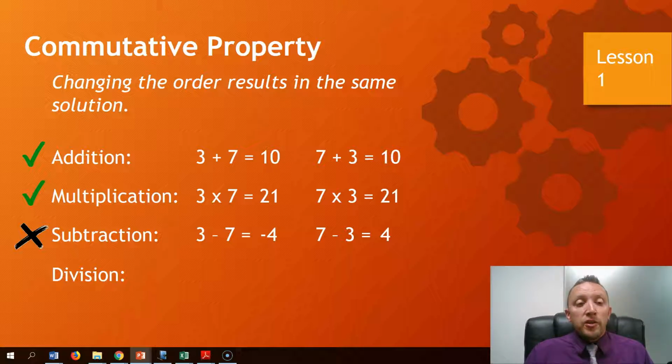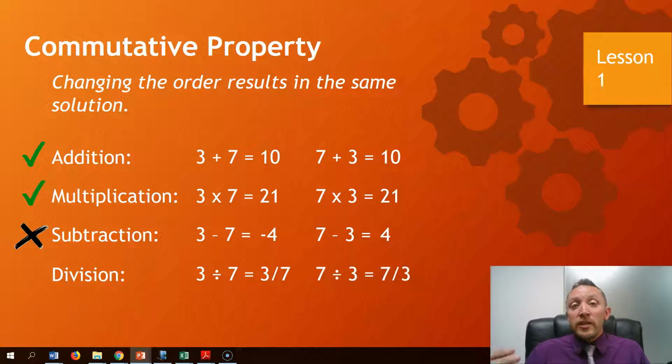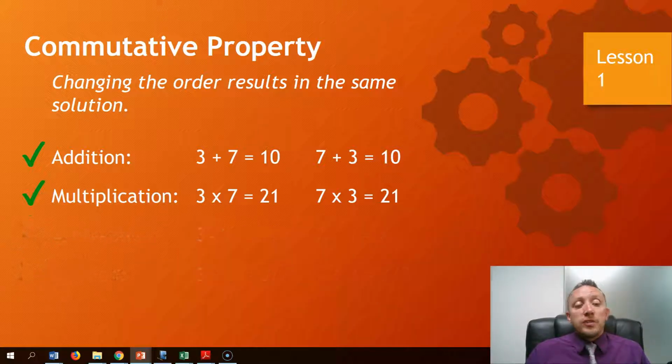Let's try it with division though. If I had 3 divided by 7, well, we'll just leave that as a fraction for right now, 3/7. So that's a fraction that's going to be a result that's smaller than 1. If I switch the order, if I had 7 divided by 3, again, let's just leave this as a fraction. 7/3 is an answer that's bigger than 1. So these are clearly not the same result. So the commutative property does not work with division. So to summarize, the commutative property only works with addition and multiplication.